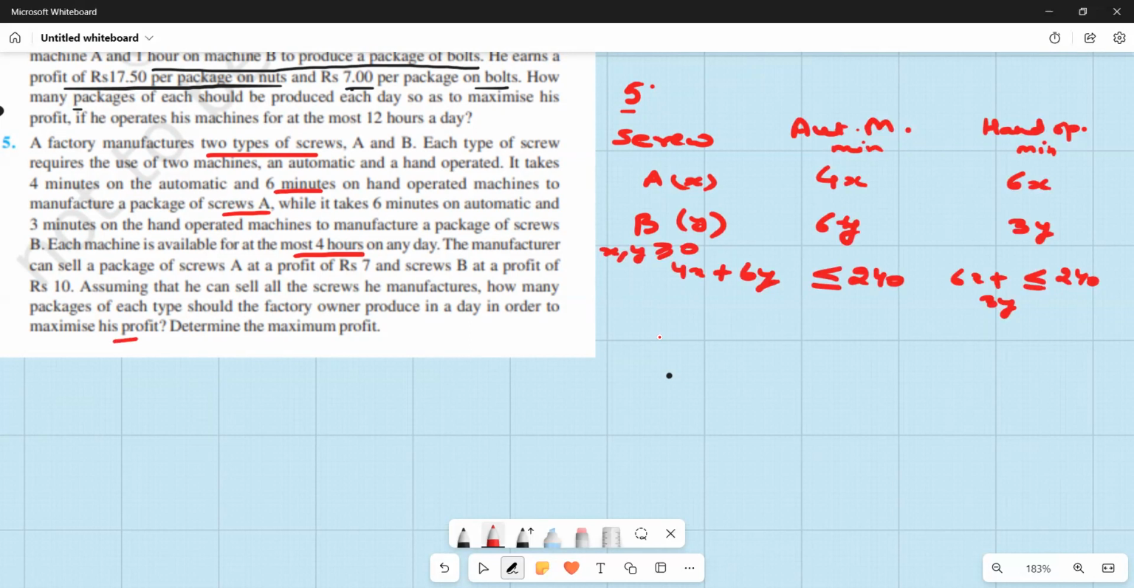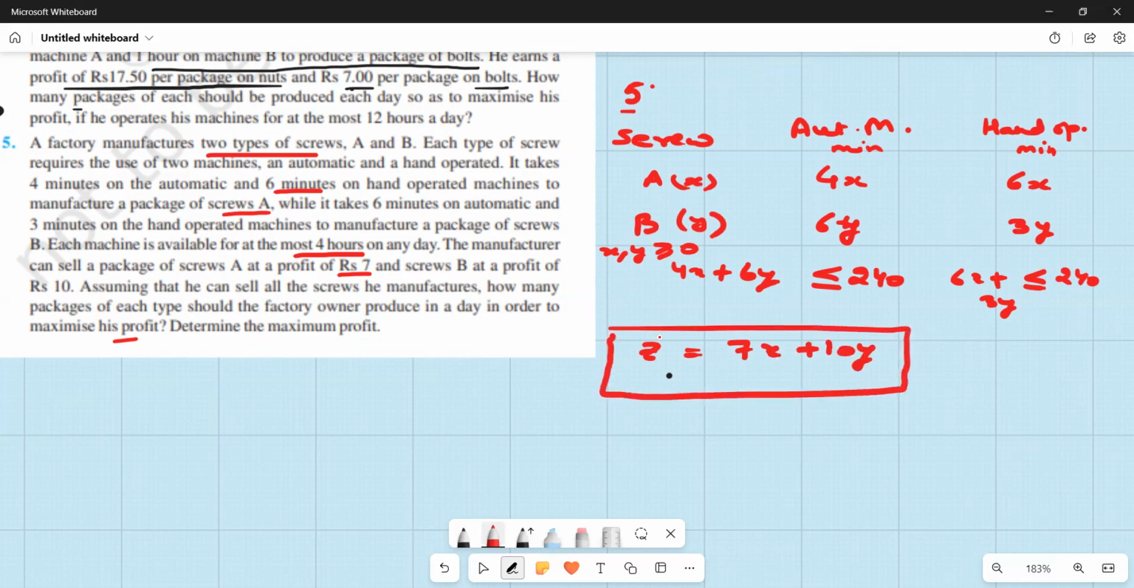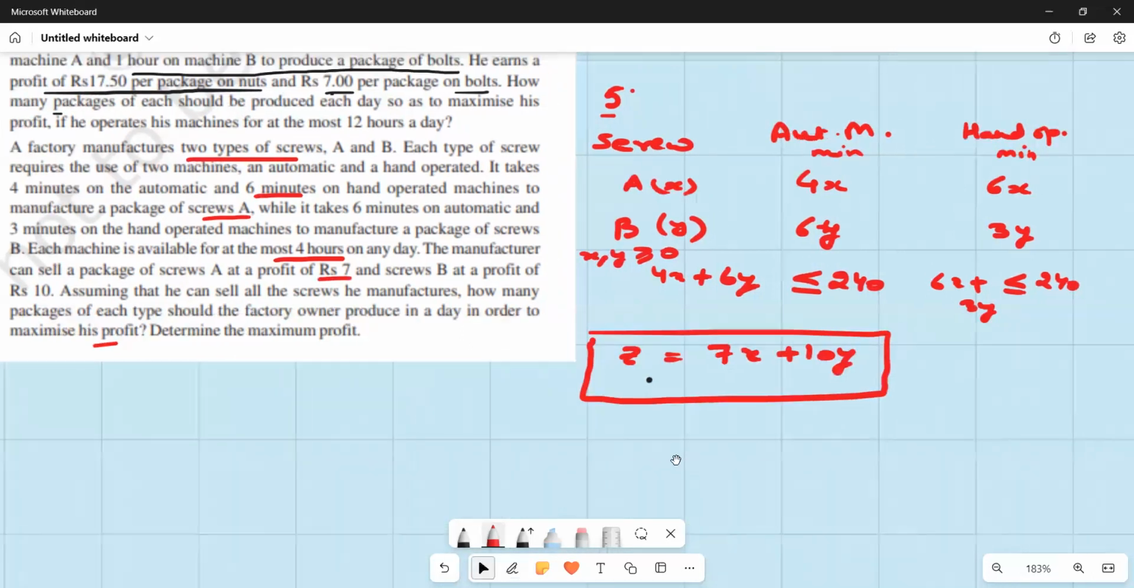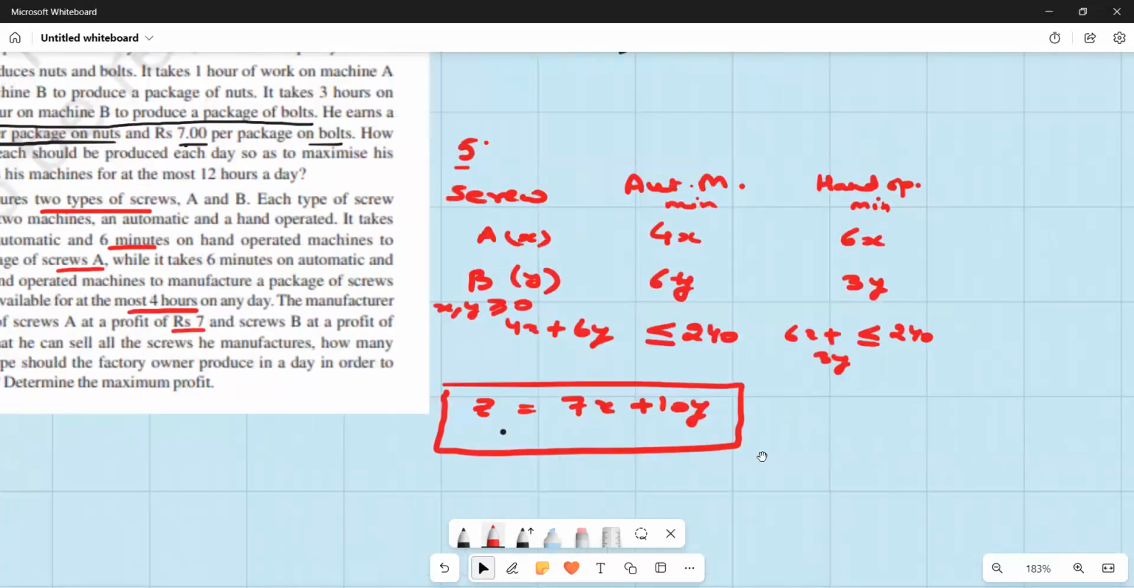What is the profit Z? That is, makes a profit of rupees 7. So 7x and 10y. So this is your optimizing function. And then you have to find the profit also. This is question number 5 equations.